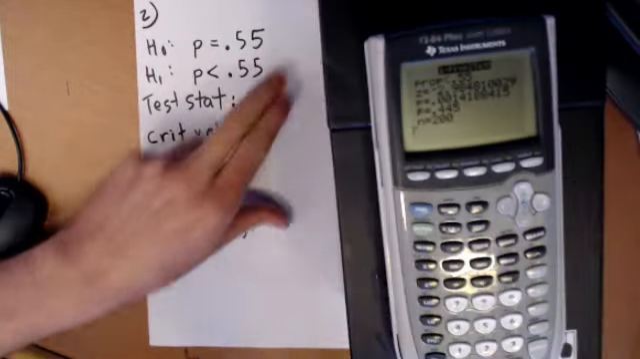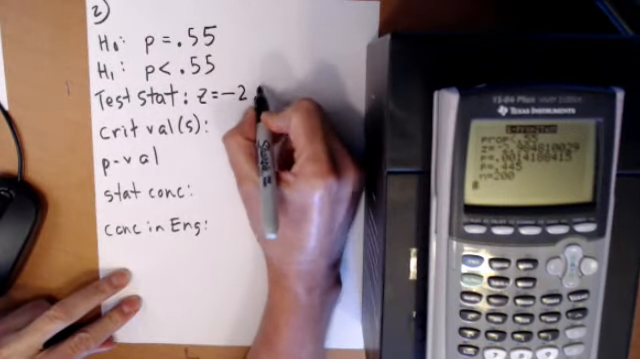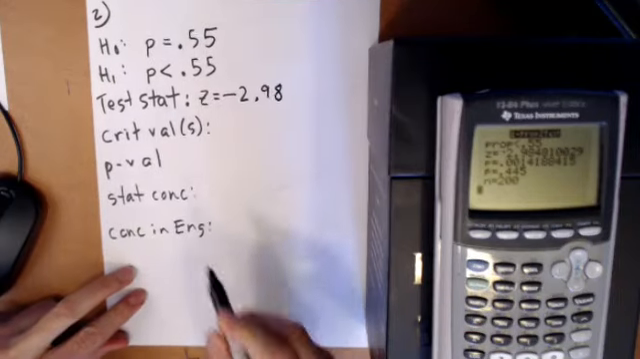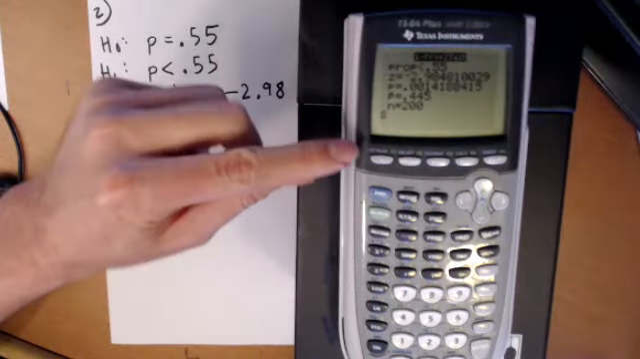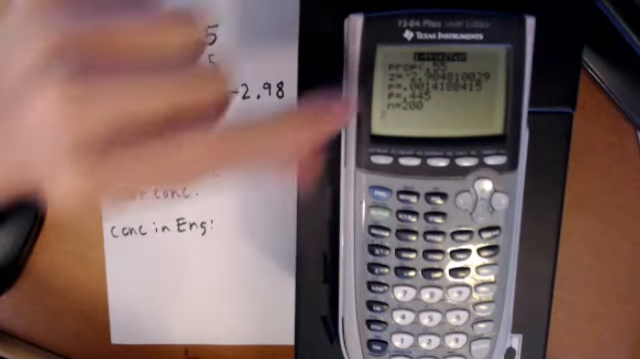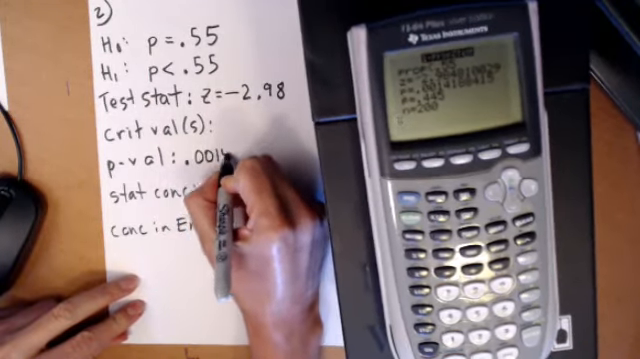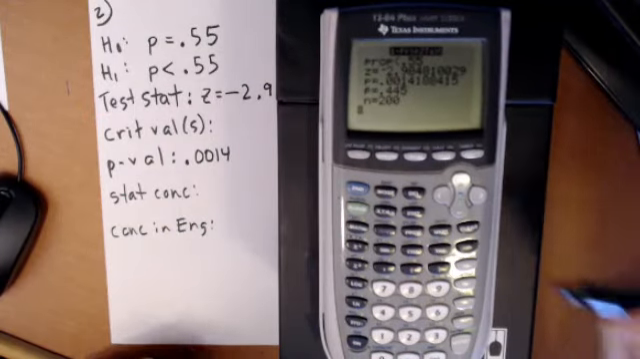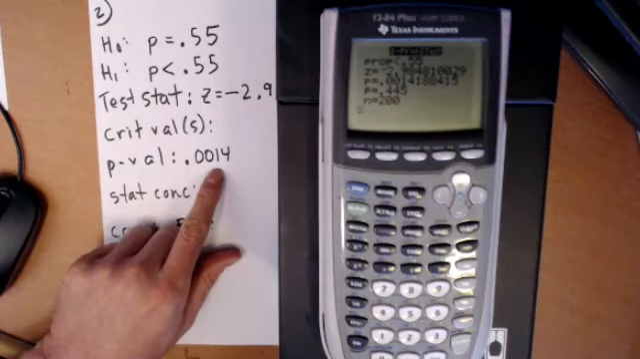So the Z value is negative 2.98. The P value, you see how it says not the P hat, but the P, is 0.0014. That P hat value, the 0.445, is just the X over the N. That's what you get if you divide 89 by 200. So your P hat is 0.445, and our P value is 0.0014.